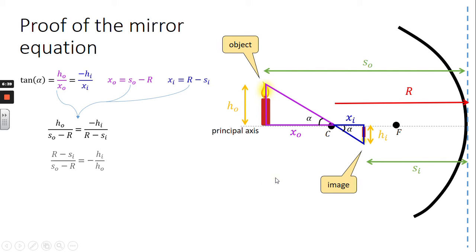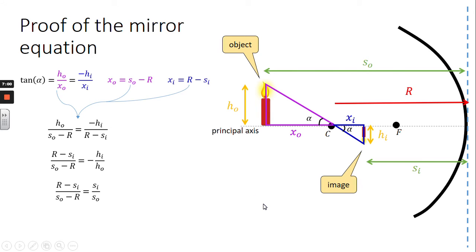From here, we're going to do a little bit of algebra. And so what I did was I multiplied each side by 1 over HO to move it into the denominator of the right side of the equal sign. And I multiplied each side by r minus si, so I can move that term up to the numerator on the left.